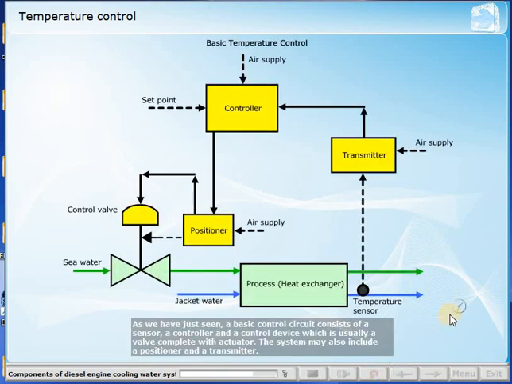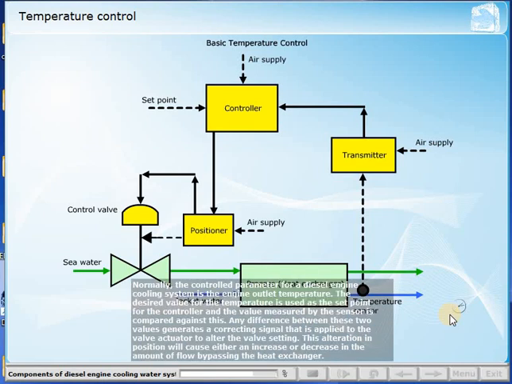As we have just seen, a basic control circuit consists of a sensor, a controller, and a control device, which is usually a valve, complete with actuator. The system may also include a positioner and a transmitter. Normally, the controlled parameter for a diesel engine cooling system is the engine outlet temperature. The desired value for the temperature is used as the set point for the controller, and the value measured by the sensor is compared against this.